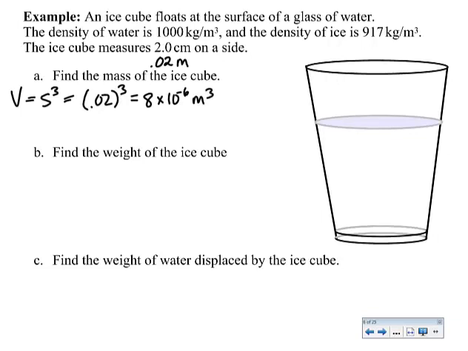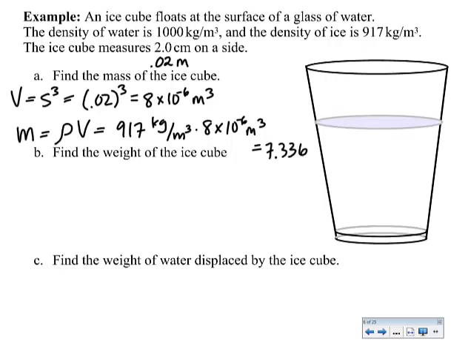Now I'll use the density of ice to solve for the mass. The mass will equal density times volume, which is equal to 917 kilograms per meter cubed times 8 times 10 to the negative 6th meters cubed, which gives me a mass of 7.336 times 10 to the negative 3rd kilograms.